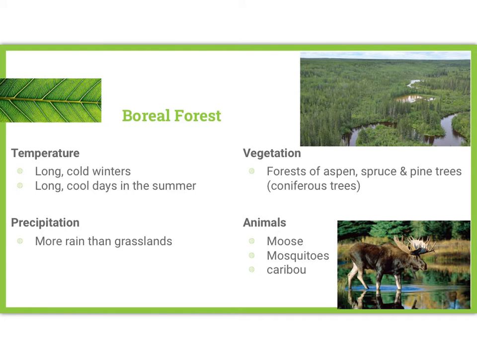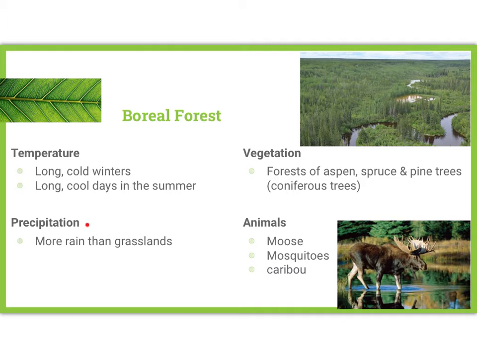The first biome we'll take a look at is the boreal forest. There's 4 things that I want you to know beyond where the boreal forest is. We want to know about the temperature, the precipitation, the vegetation, and the animals of each of these biomes. So in the boreal forest, the temperature, they have long, cold winters, and they have long, cool days in the summer. So the season extends quite long for winter, and the days become quite long because they are so far north, but they don't warm up quite as much as maybe the south.